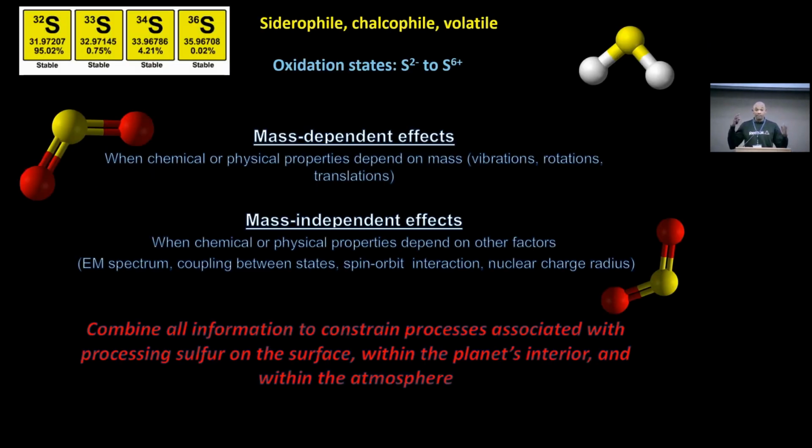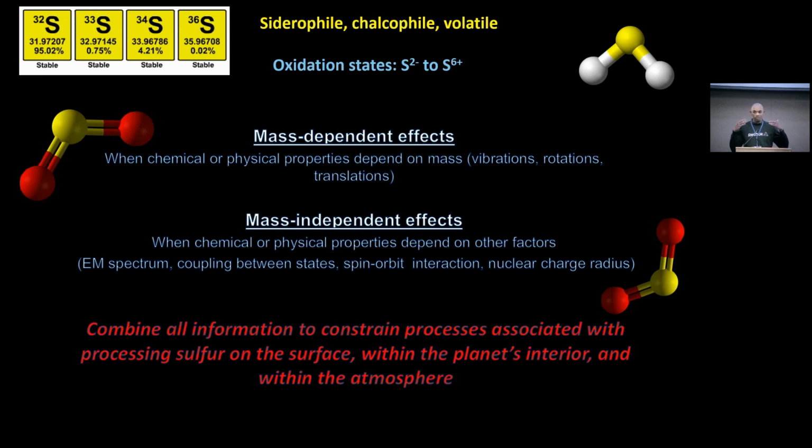Now, I've been very fascinated and have specialized in sulfur isotopes, particularly because sulfur has 4 stable isotopes. Depending on your pressure and temperature conditions, it exists as a siderophile, chalcophile, or volatile element. In the rock record, it exists in different oxidation states from -2 to +6.